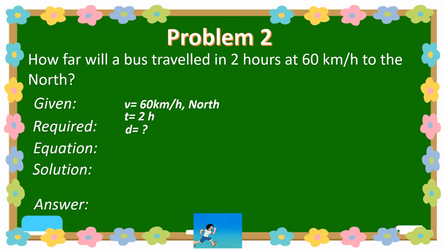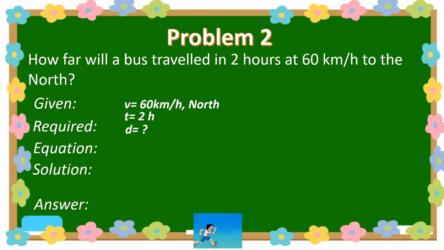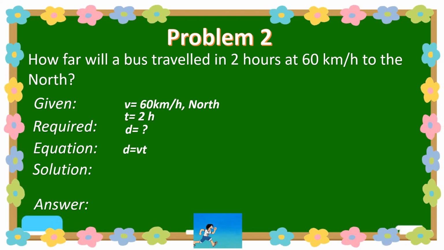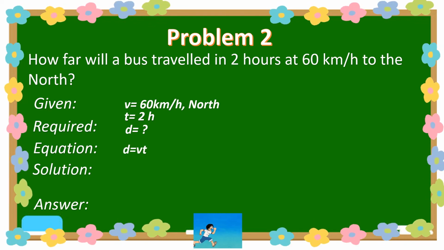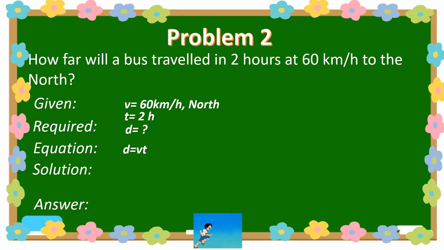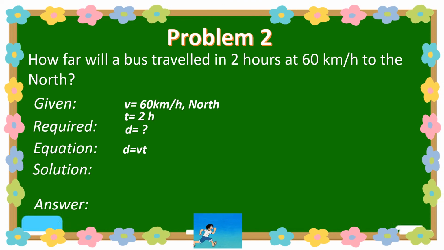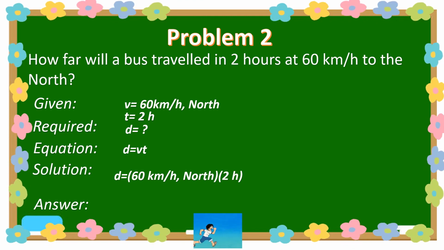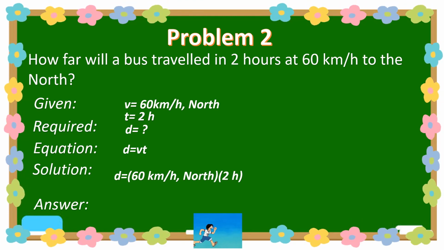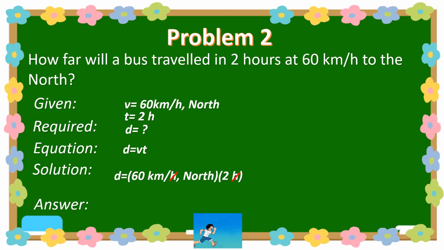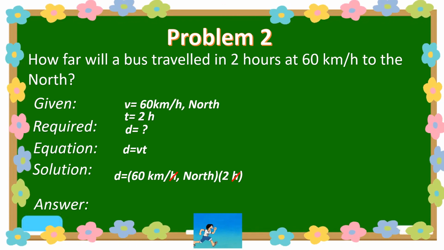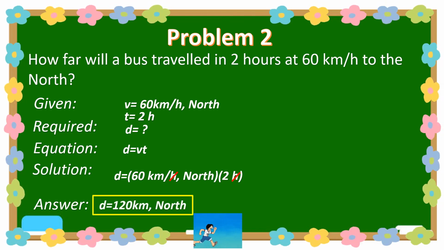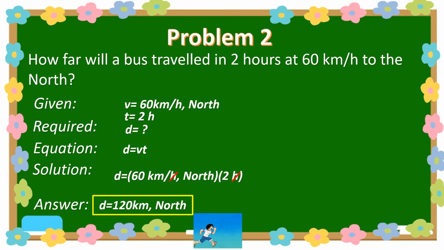It is the displacement. Now, the formula in getting the value of displacement is displacement is equal to velocity times time. Then, for the solution, just substitute the value of the velocity, which is 60 kilometers per hour to the north, times 2 hours, the value of time. Okay? And then, just cancel hours to get kilometers as a unit. Okay? So, 60 times 2 is equal to 120 kilometers to the north.